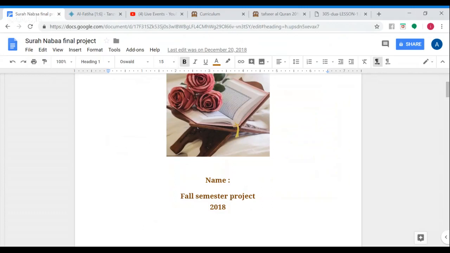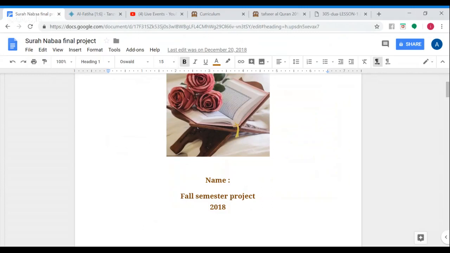"Yas'alunaka anil anfal": they are asking you about al-anfal, the spoils of war, or the war booty. So an means about. This an is the harf jar. That is why the ism after it, al-anfal, carries the kasra at the end: "anil anfali". It is not "anil anfala" or "anfalu", it is "anil anfali".